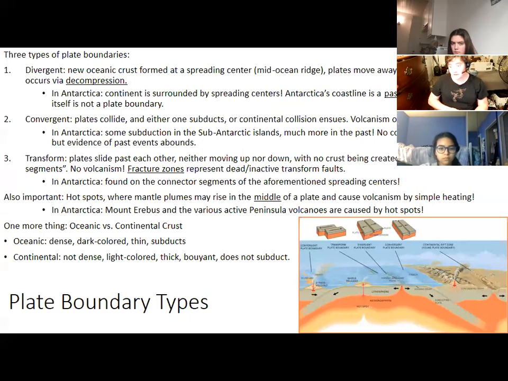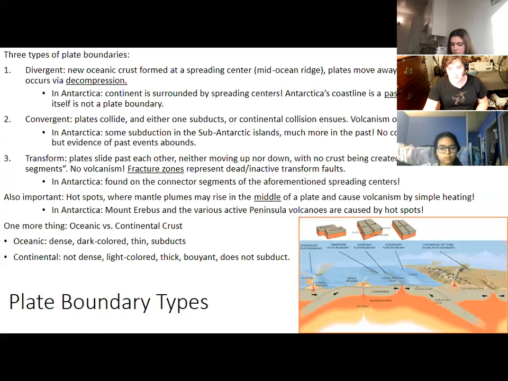If you see that on either side of what looks like a plate boundary, it's not a plate boundary, it's a fracture zone. I also talked about hotspots, and hotspots are not a plate boundary type either. They're a rare case where an extremely hot plume of magma rises. You can see one in this diagram here, actually.